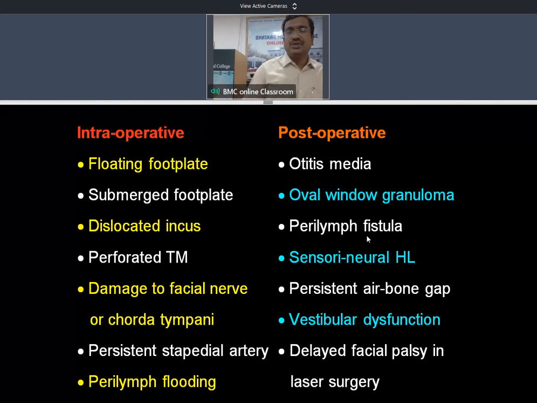If you injure the inner ear structure, this is very delicate surgery. You should not injure any inner ear structures while making the fenestration. Persistent air-bone gap can occur if you use a short prosthesis or inadequately crimp the process around the long process of the incus. Then you will see persistence of conductive hearing loss, vestibular dysfunction, and delayed facial palsy in laser surgeries. So these are the late complications of stapes surgery.